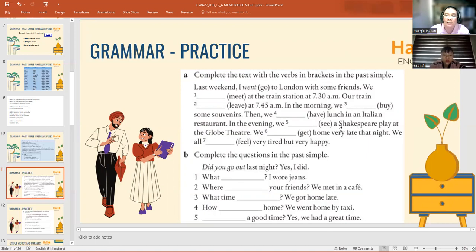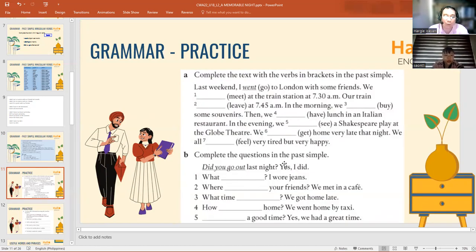In the evening, we saw a Shakespeare play at the Globe Theater. We got home very late that night. We all felt very tired, but very happy.